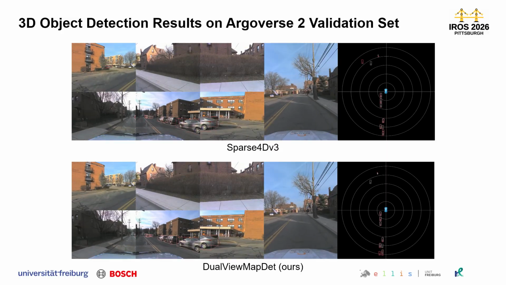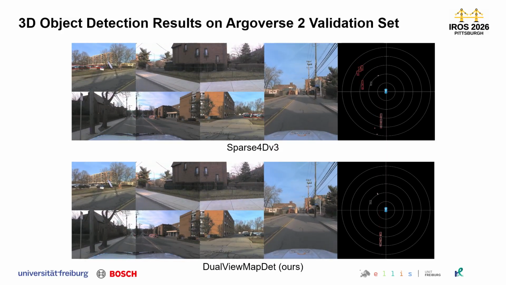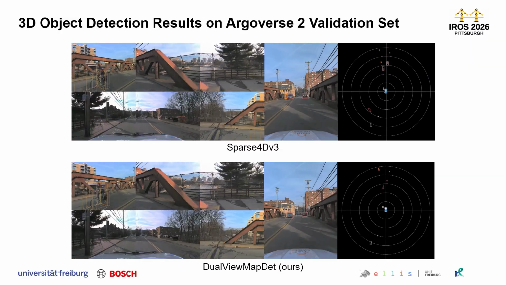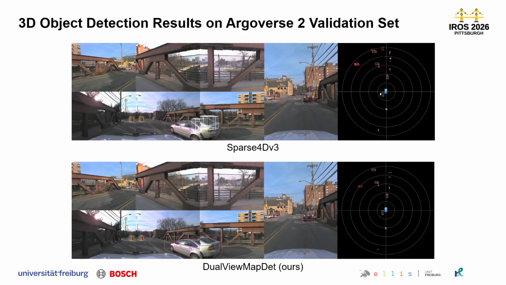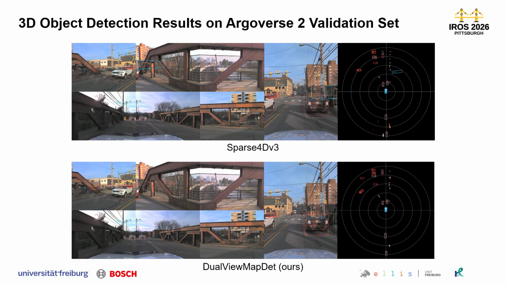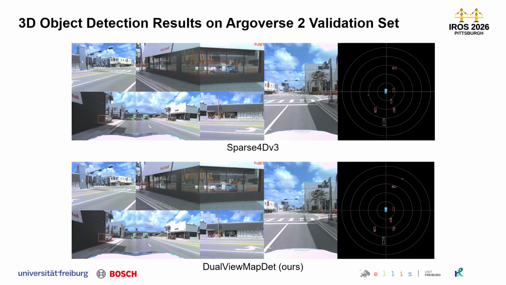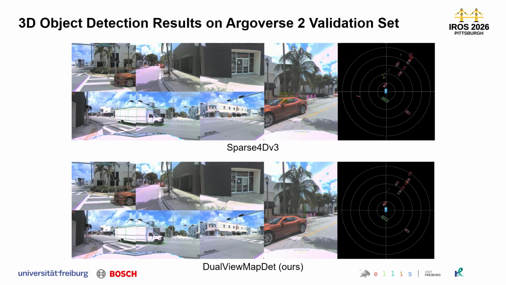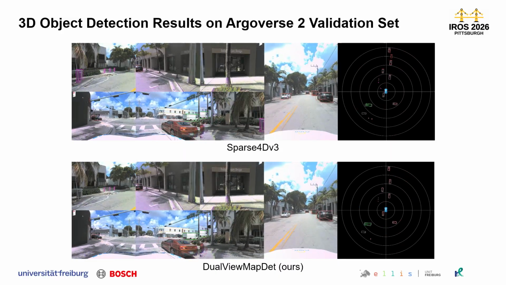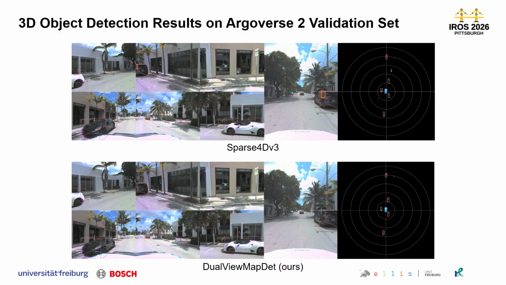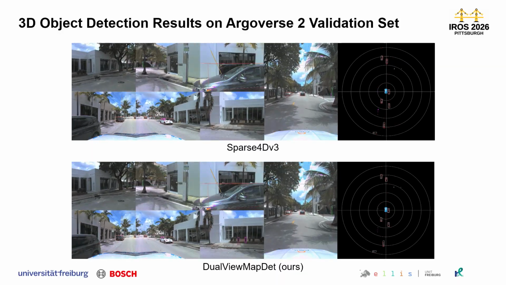Compared to sparse 4D, we observe that our method DualViewMapDet yields tighter 3D box localization and more precise box predictions along the depth for both distant and close objects. Objects, such as cars or pedestrians, are aligned more closely with the lane and scene layout. This supports our quantitative finding that leveraging prior static geometry reduces depth ambiguity and improves 3D box localization.